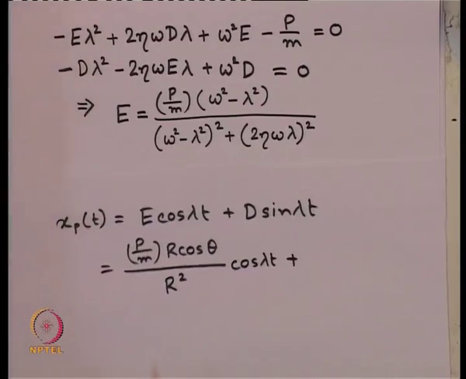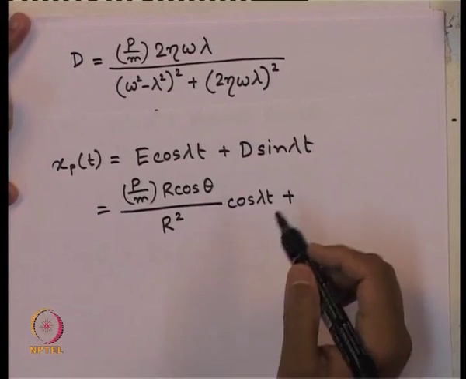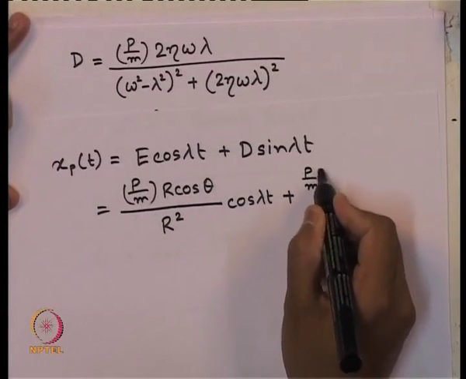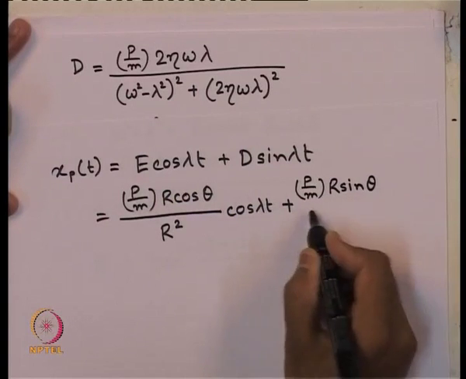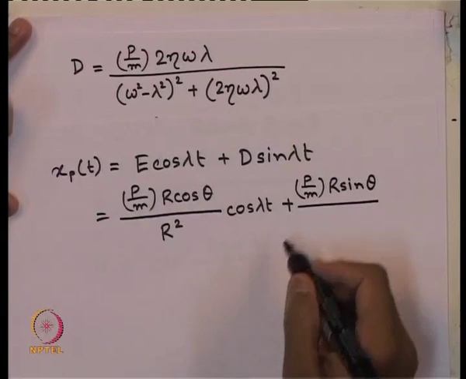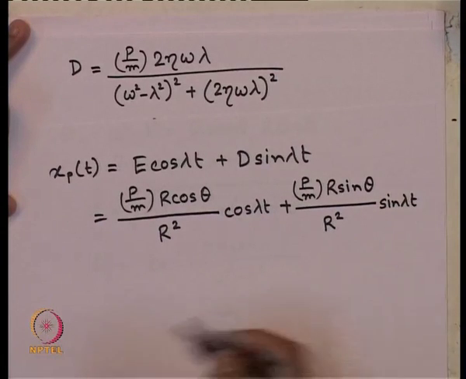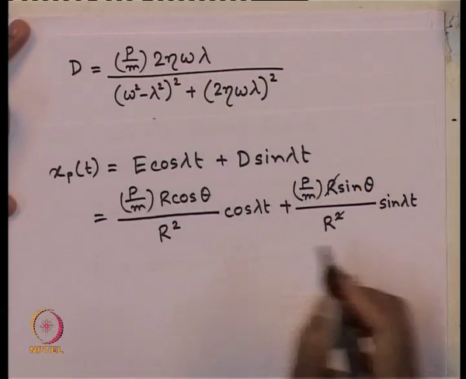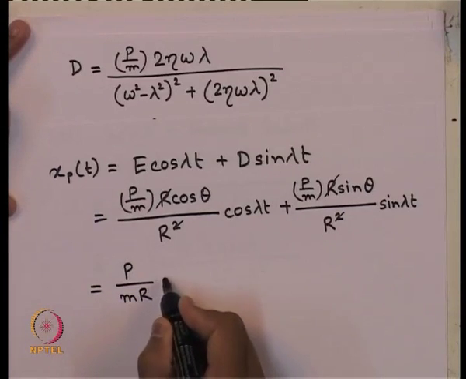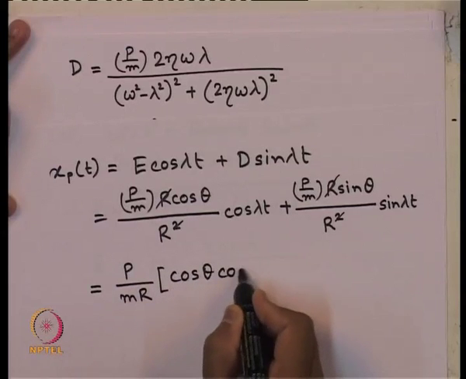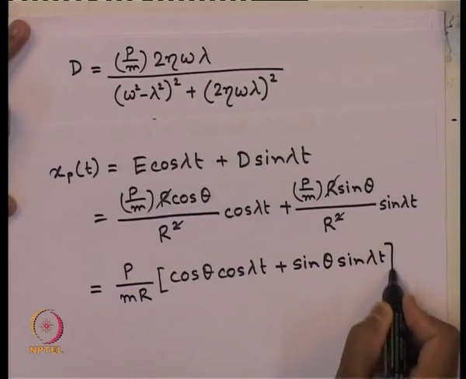What is D? Let us take the expression of D, it will be easy for us to follow. So, from the expression of D, we can write it is P by m. This 2 eta omega lambda we have considered as r sin theta, and this denominator is nothing but r square. Then we have sin of lambda t. So, as r is not 0, we can cancel this. We are getting P by m r times cosine theta cosine of lambda t plus sin theta sin of lambda t, that is our x p t.